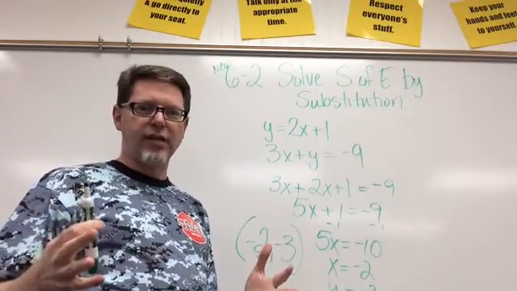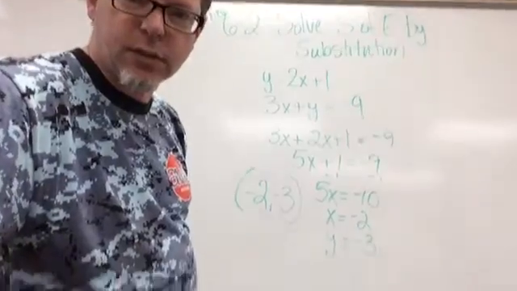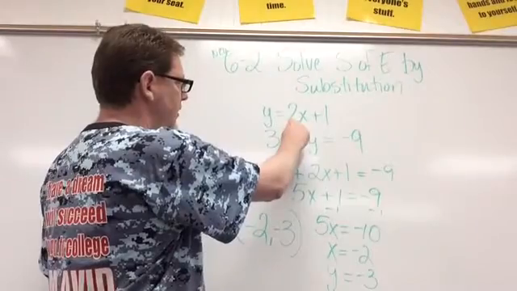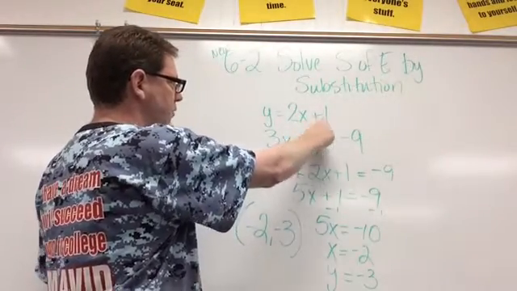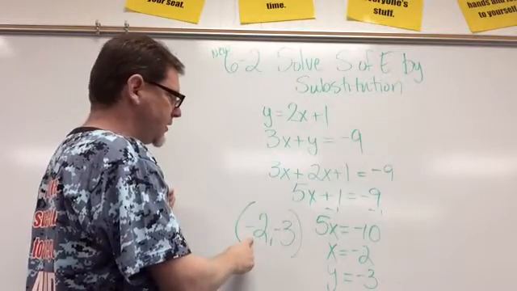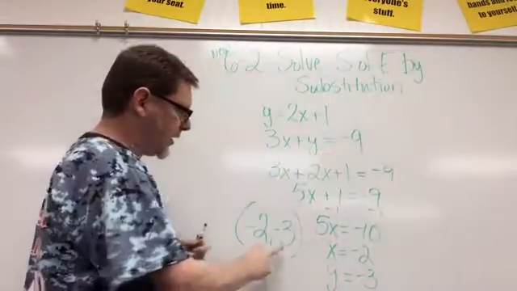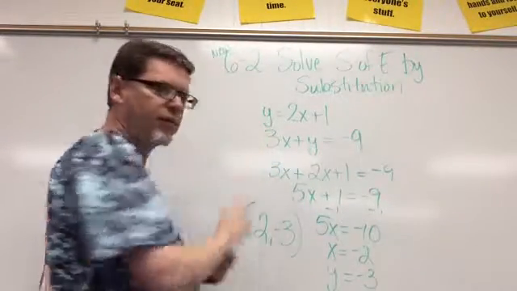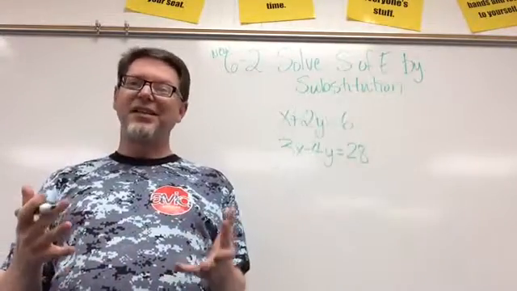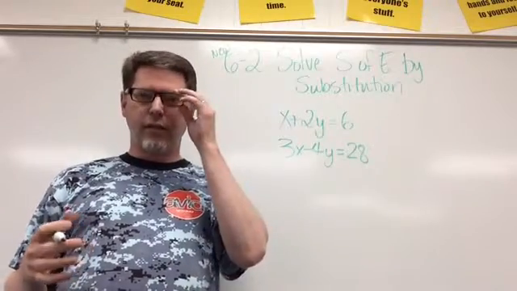Well, let's try it just in case. Oh, I need to fix this real quick. There we go. So let's plug it in. 2 times negative 2 is negative 4 plus 1 is negative 3. We got that one. Well, it's this one. 3 times negative 2 is negative 6. Negative 6 plus negative 3 is negative 9. So this point works for both equations. So there's my solution.